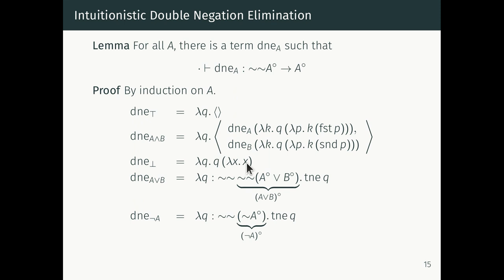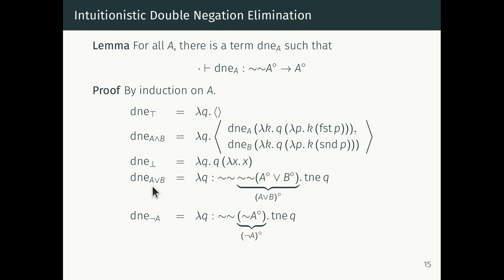But once you draw the typing derivation, you'll see that there's really no choice at all in how to cook up these terms. You just write down the type you want and you apply the typing rules one by one, and then you end up with these terms.